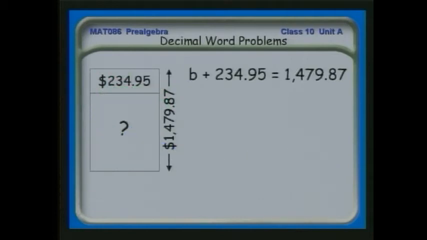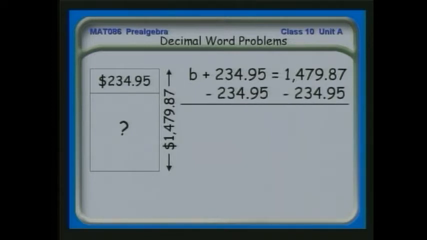We're going to call what he had before the check was cashed with the variable b, the unknown b, and so b plus the amount of the check equals how much he has now. We have this in the form of an equation, and of course we need to try to get b by itself. In order to do this, we subtract 234.95 from both sides of that equation.